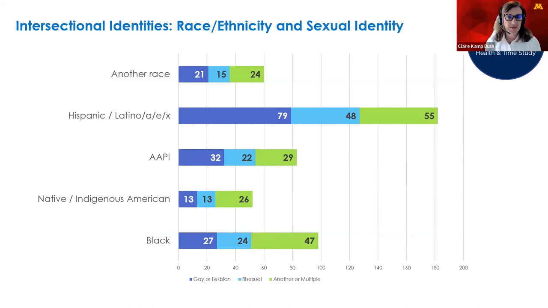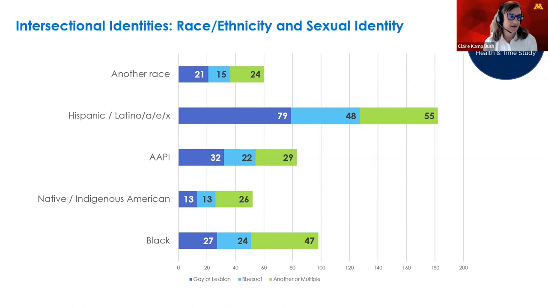One thing that we would all like to be able to do, with more power, is to think about the intersectional identities of race, ethnicity, and sexual identity. There are lots of ways to think about intersectionality, but here I'm just showing an example of these two items in NCHAT. You can see here folks that are not white and that endorsed that they were not heterosexual. So those two intersections.